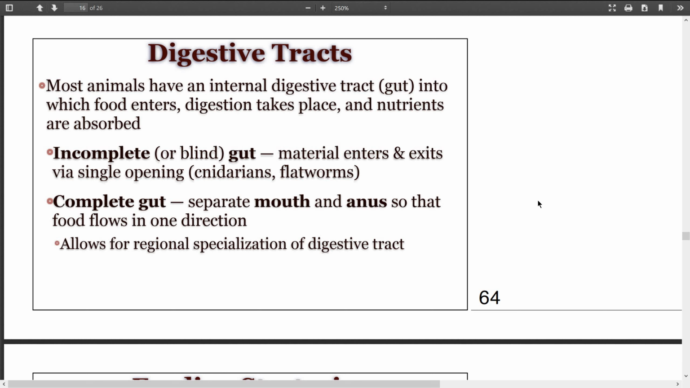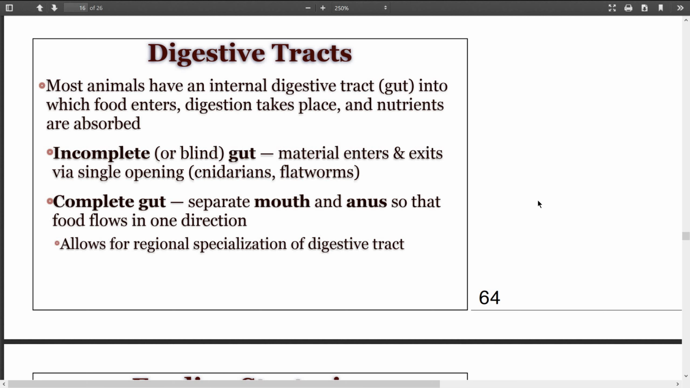In contrast, a more sophisticated type of gut is a complete gut, which has two openings, a separate mouth at one end and an anus at the other. What that means is that food enters in one direction, it enters through the mouth, gets processed, and it exits at the opposite end of the animal. Or not necessarily the opposite end of the animal, but the opposite end of the digestive tract, because sometimes it can loop back to the other mouth. But the basic point is that in a complete gut, food is going to flow in one direction. With an incomplete gut, anything that goes in, you have to then expel again.